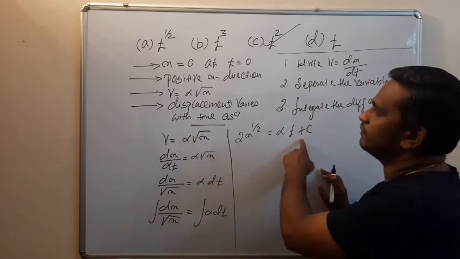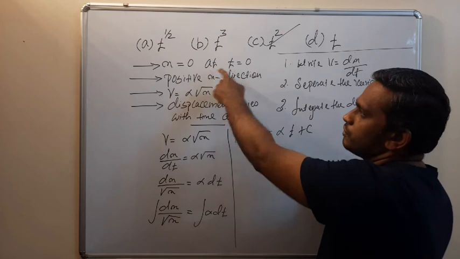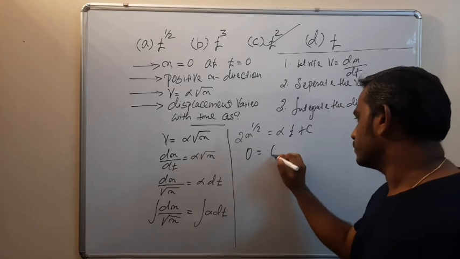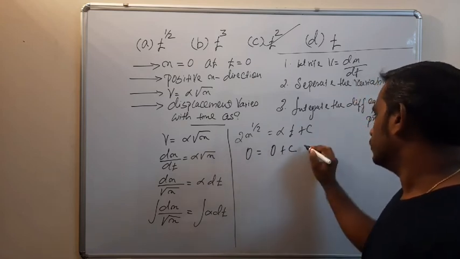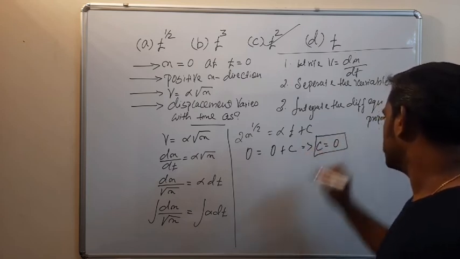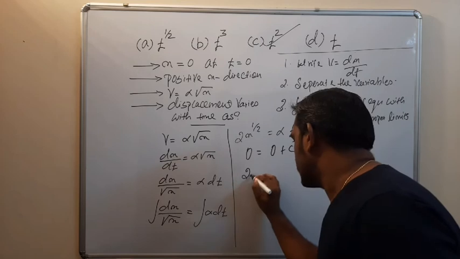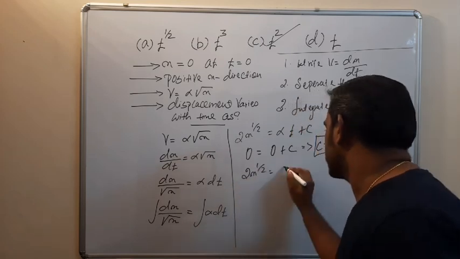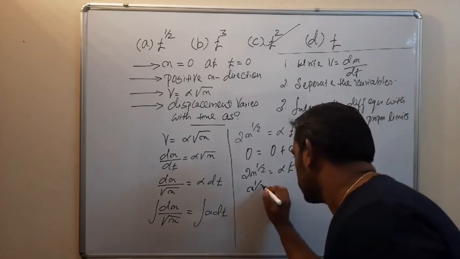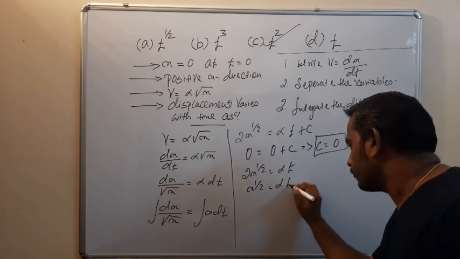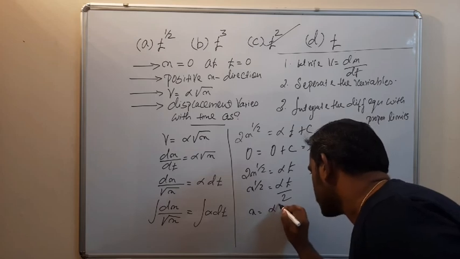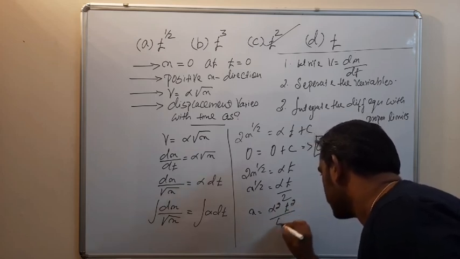So we have to find the constant of integration. One initial condition is given, x equal to 0 at t equal to 0. So 0 is equal to alpha times 0 plus c, so the constant of integration is equal to 0. So 2x power 1 by 2 is equal to alpha t. So x power 1 by 2 is equal to alpha t by 2. So x is equal to alpha square t square by 4.